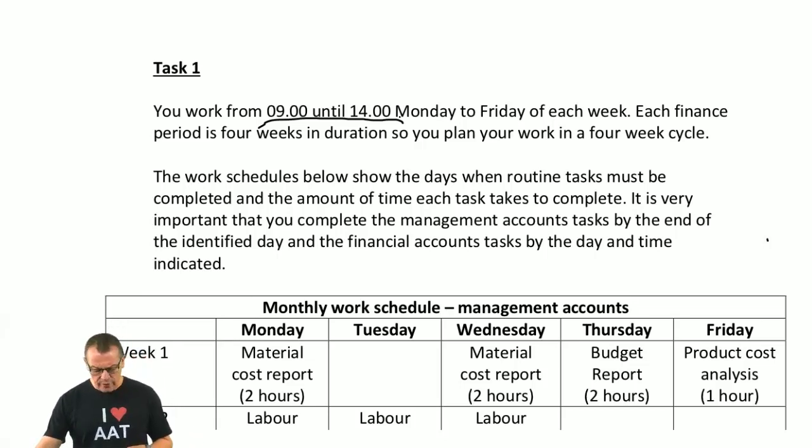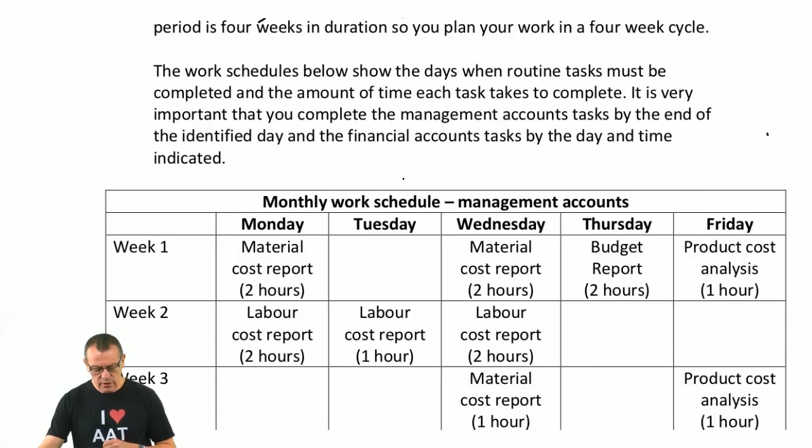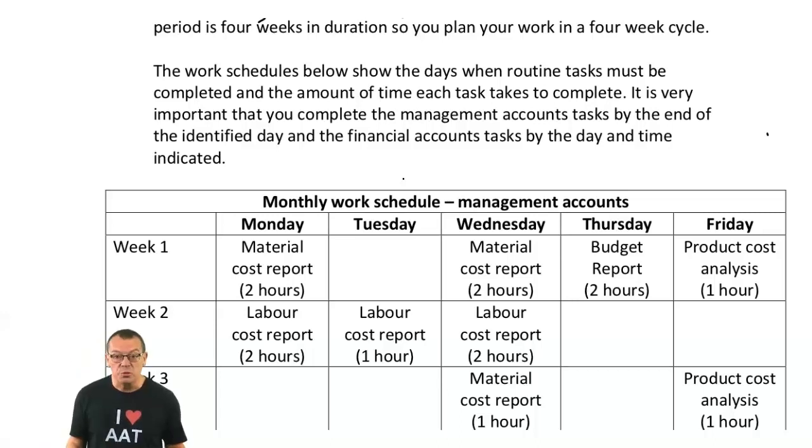What we've got here: you must complete your management accounts by the end of the identified day, and the financial accounts by the day and time indicated. So there's a slight difference in approach. This is the monthly work schedule, and this is the management accounting schedule that you have to do. There are 4 weeks, and that's what you have to do every day. So Monday, you're covering different things on different weeks. Tuesday, in fact, you're doing 1 hour on week 2.